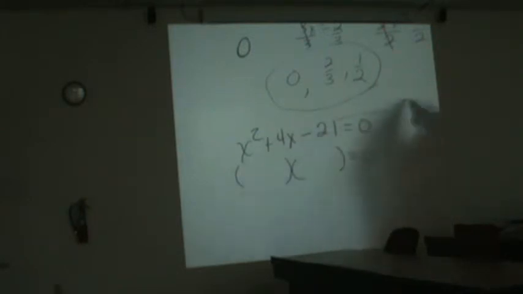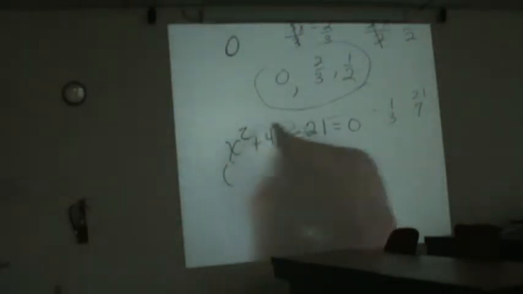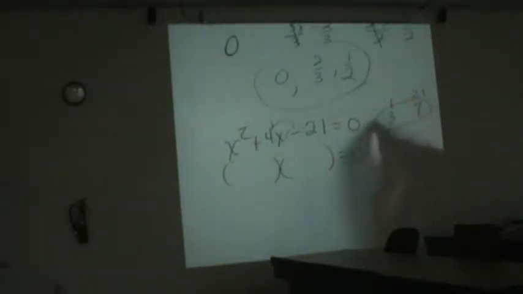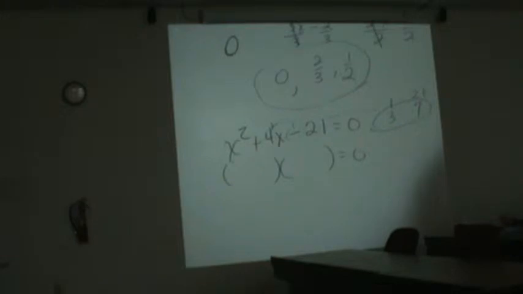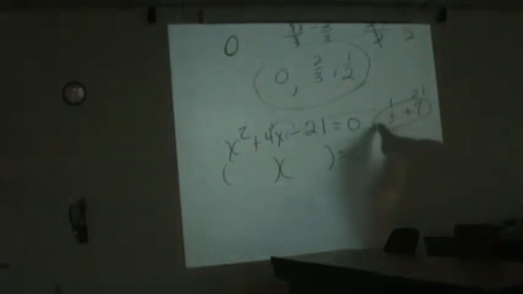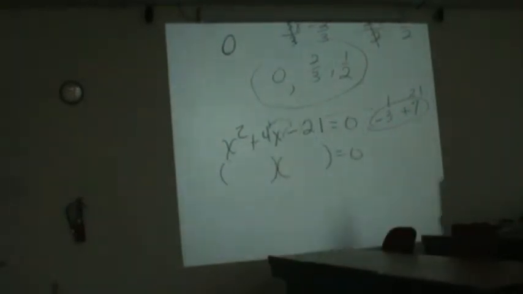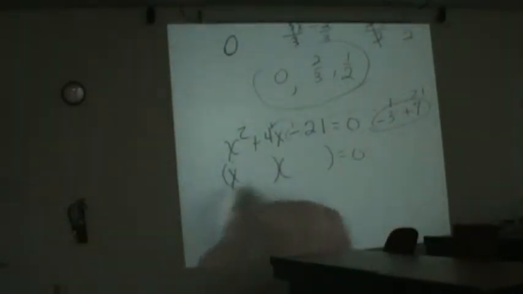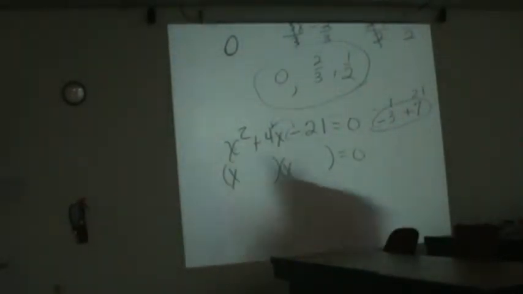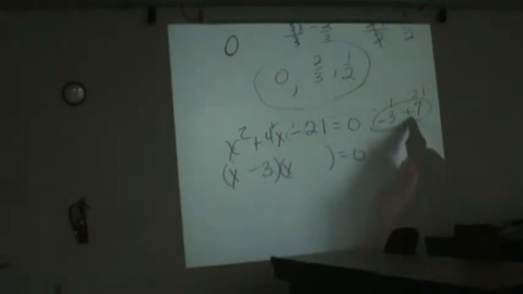So the 21, you need to separate it. 1 times 21, 3 times 7, that's the only ways you can get it, right? Which ones subtract to give you 4? 3 and 7. We need a positive 4. Which one's positive? 7. Positive 7, negative 3, give you a positive 4. So you have x times x for x squared. Then you have a minus 3, and you have a positive 7.